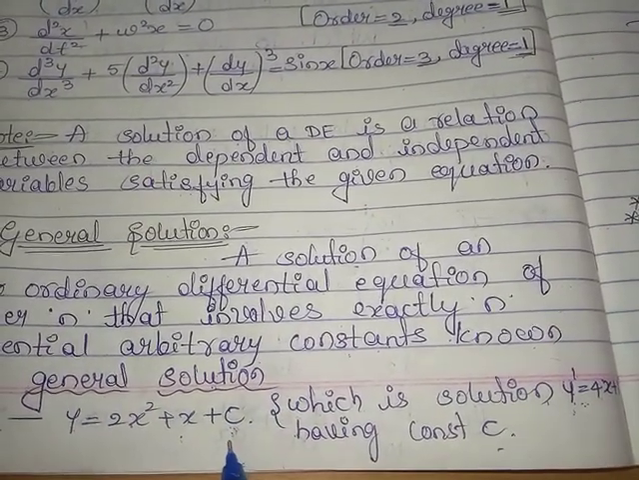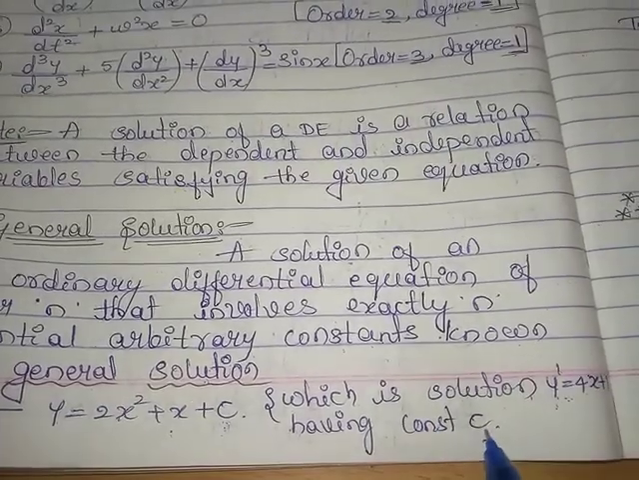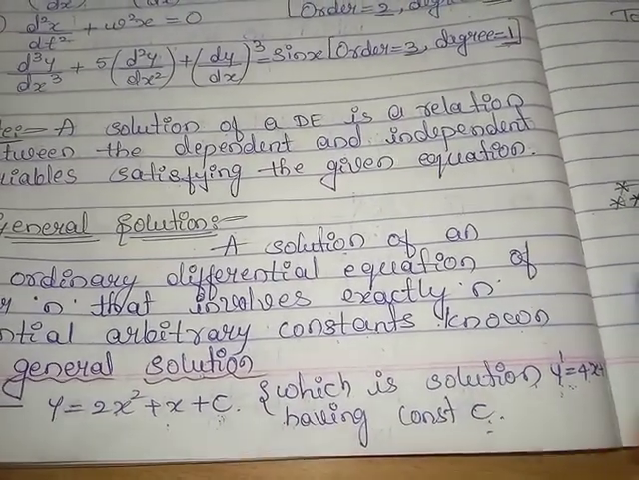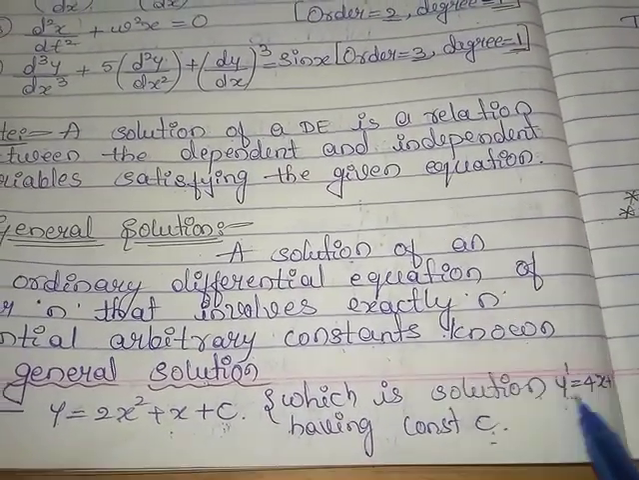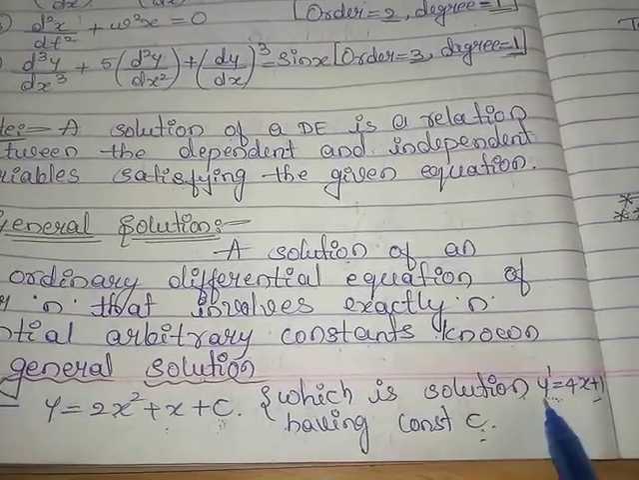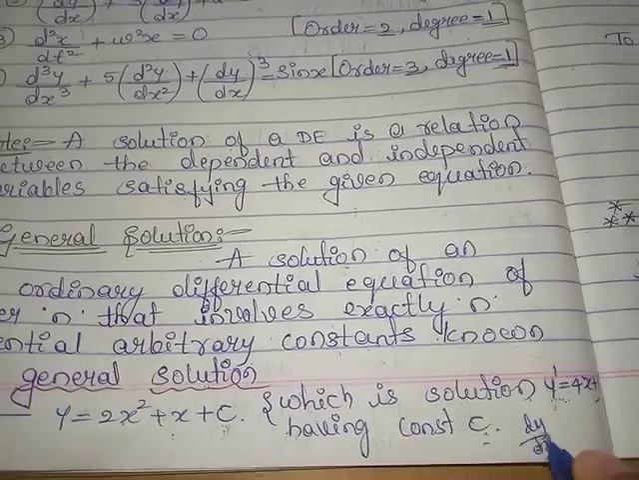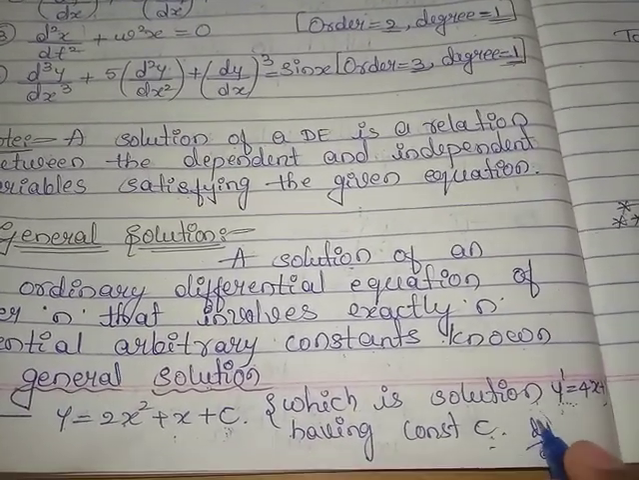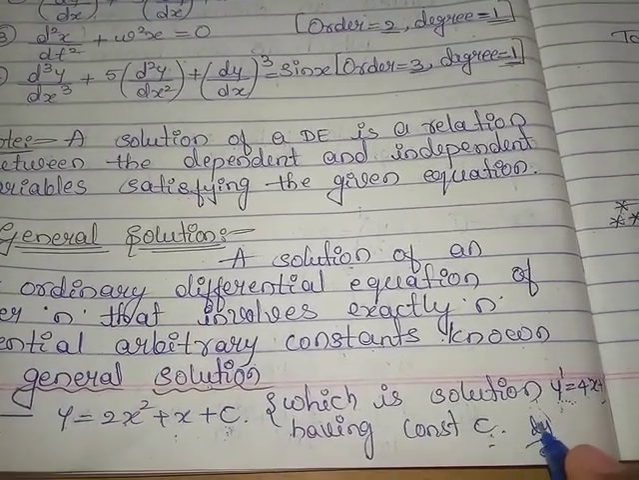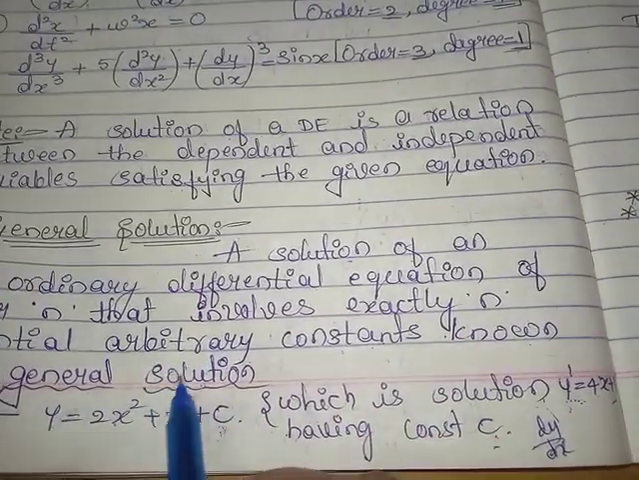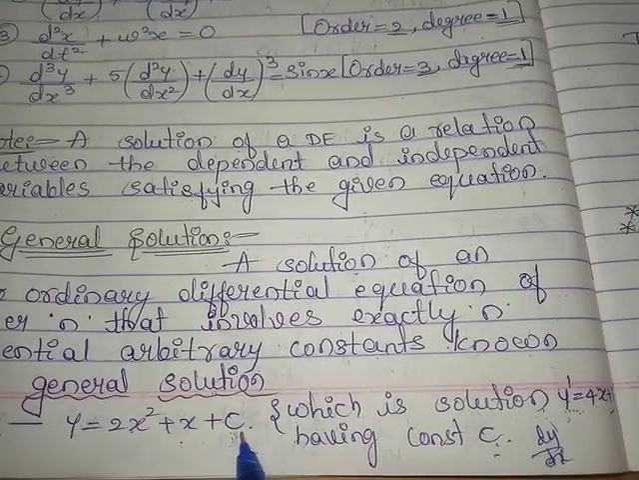Therefore this is a general solution having a constant c. This is a general solution of the equation y dash is equal to 4x plus c. Y dash means dy by dx. Dy by dx means the highest order is 1. Here the highest order is 1 and after solving that we get one arbitrary constant.